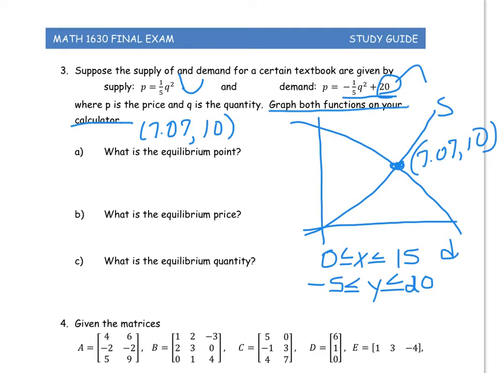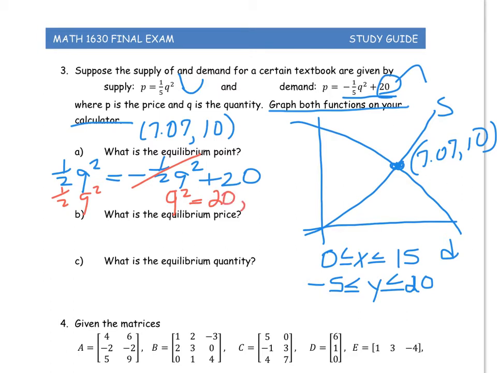Which you could also find by setting supply and demand equal to each other, which would be 1/2 Q squared is equal to negative 1/2 Q squared plus 20. And when you add 1/2 Q squared to both sides, you wind up with 1Q squared, or just simply Q squared, is equal to 20. And then that means that Q is equal to the square root of 20. And the square root of 20 is approximately 7.07.